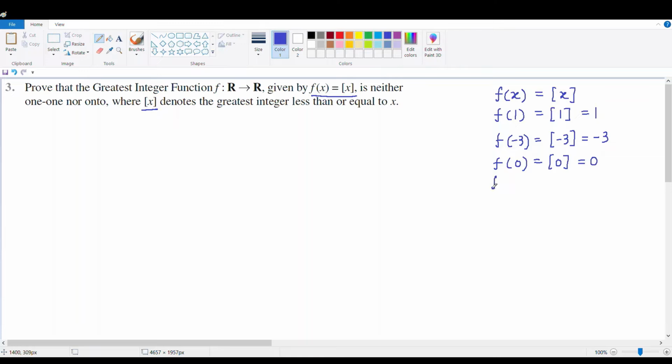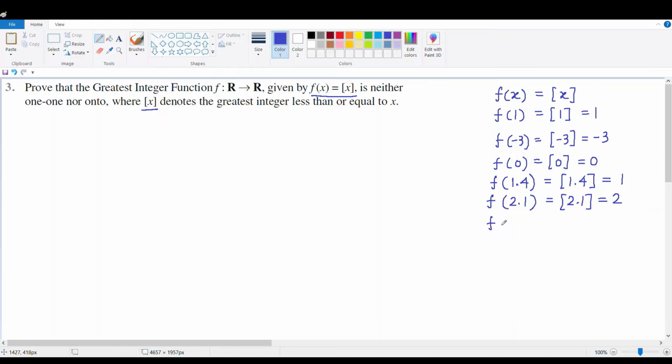Now let's try plugging in a few decimals. If we plug in 1.4, then the greatest integer of 1.4 is going to be 1. What did they say? This denotes the greatest integer less than or equal to x. So less than or equal to 1.4. 1.4 is not an integer, so the greatest possible integer which is less than this is 1. Let's say if I plug in f of 2.1, the greatest integer of 2.1 is going to be 2.